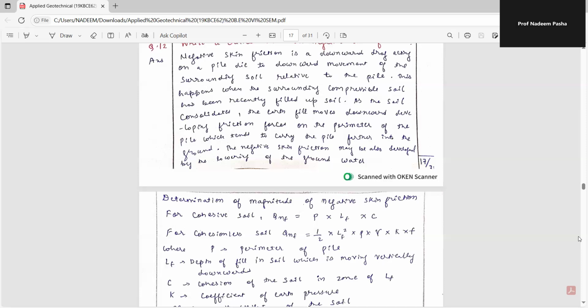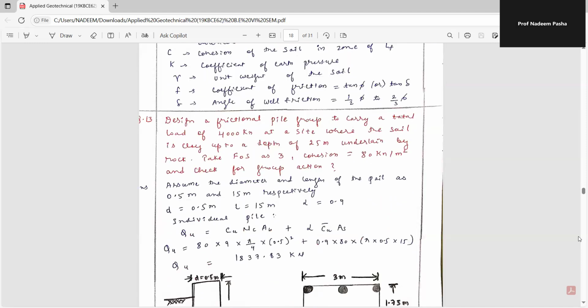Determination of magnitude of negative skin friction. For cohesive soils, QNF equal to P into LF into C. For cohesionless soil, QNF equal to half into LF square into P into gamma into K into F. P is the perimeter of the pile, LF is the depth of fill in soil which is moving vertically downward, C is the cohesion of the soil in the zone of LF, K is the coefficient of earth pressure, gamma equal to unit weight of soil, and F is the coefficient of friction equal to tan phi. Alpha is equal to the angle of friction.